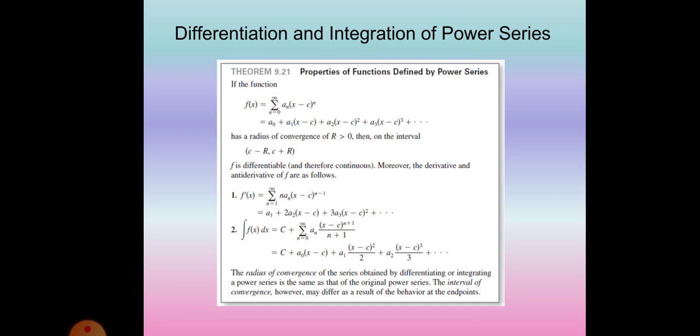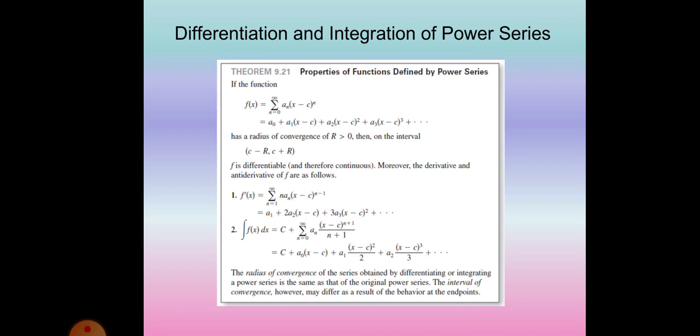equal to c plus the summation of a sub n, quantity of x minus c raised to n plus 1, all over n plus 1. That will be equal to c plus a sub 0, quantity of x minus c, plus a sub 1 times quantity of x minus c squared all over 2, plus a sub 2 times quantity of x minus c cubed all over 3, and so on.